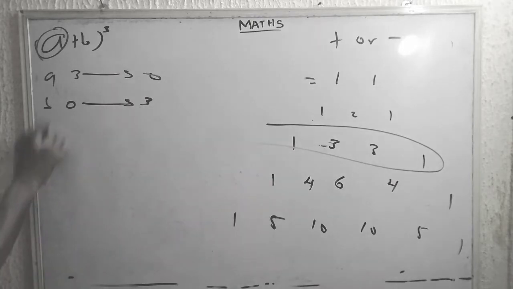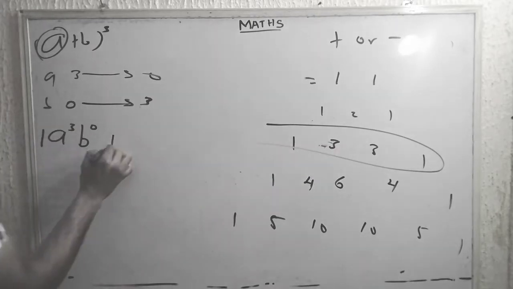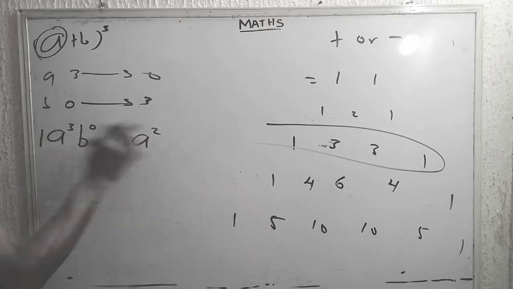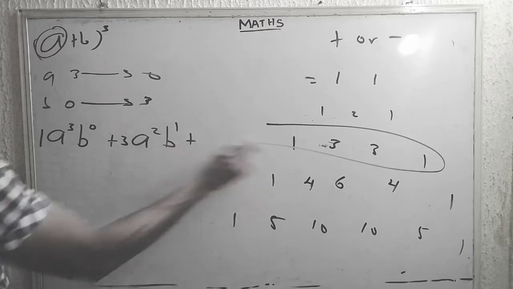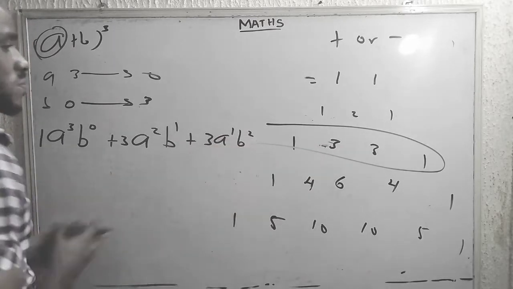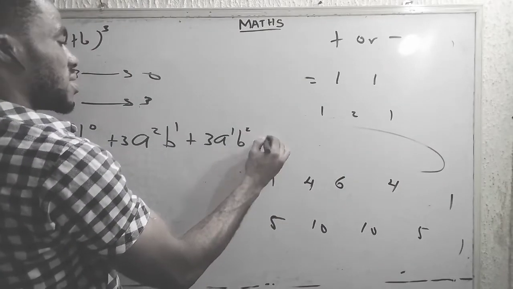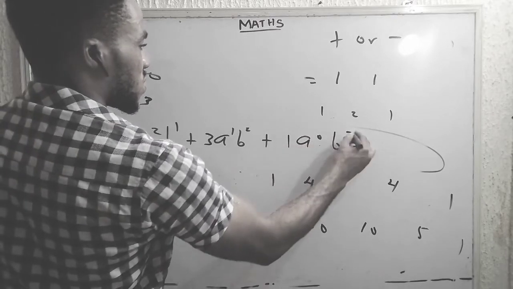Now, I have 1, a raised to power 3, b raised to power 0. Then I'll move to 3. I have 3, a raised to power 2, b raised to power 1. Then I have another 3 there, then a raised to power 1, b raised to power 2. Then the last number there is 1. Then I'm going to have 1, a raised to power 0, b raised to power 3.